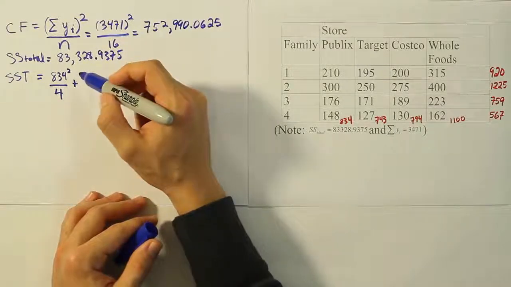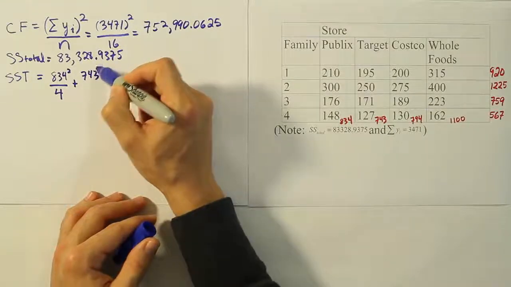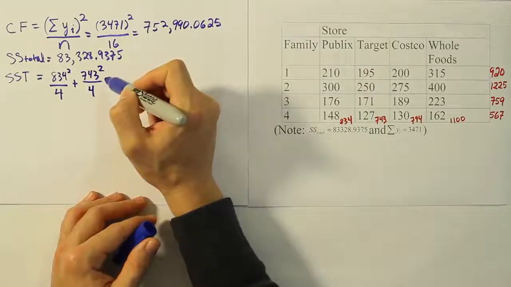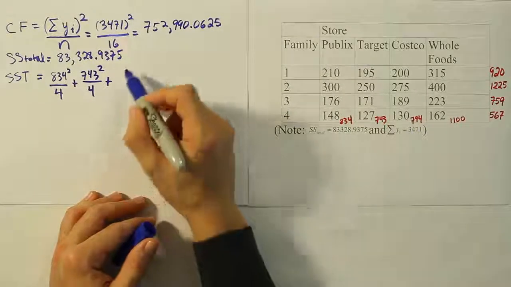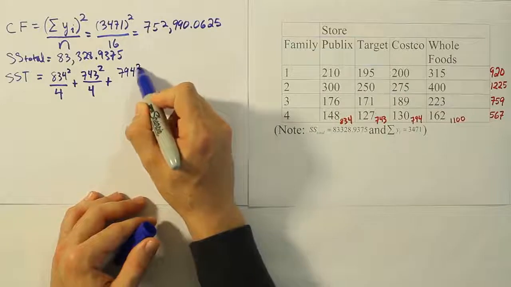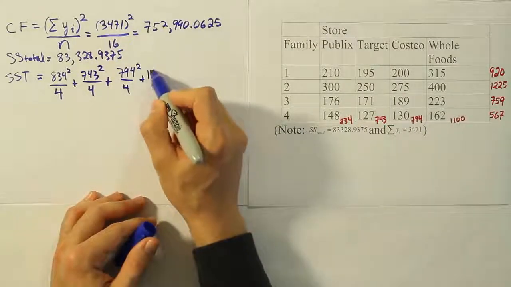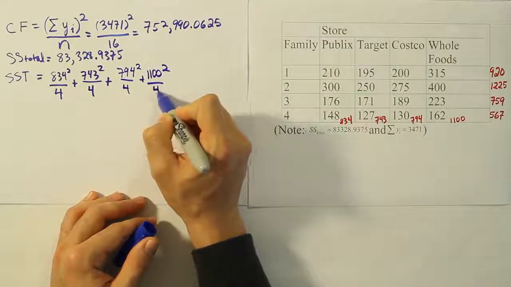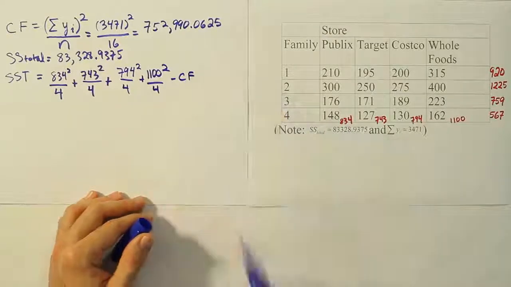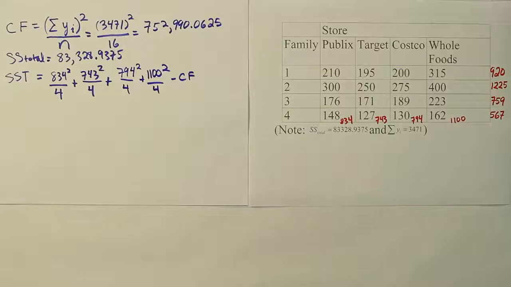And then we have 743 squared divided by 4. Then we have 794 squared divided by 4. And then the total for this column is 1100. So 1100 squared divided by 4 minus the correction factor. All right, so let's see what that gives us.